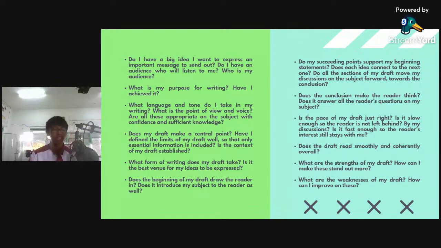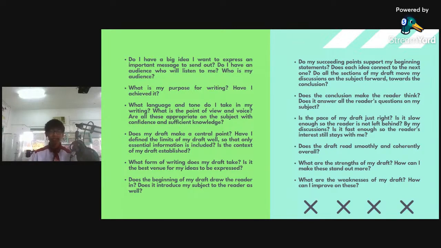So you have to make sure it's all appropriate, and it fits the subject, but also it's something that most viewers or audiences know, right? Does my draft make a central point? Have I defined the limits of my draft well, so that only essential information is included? Is the context of my draft established?